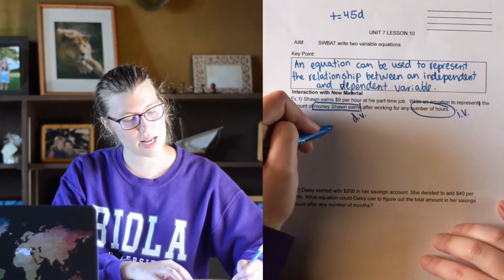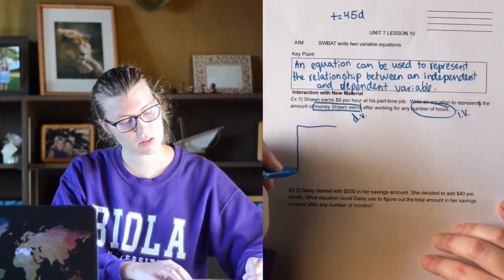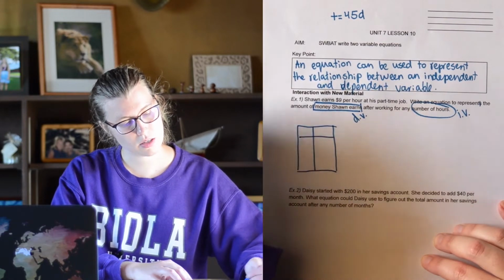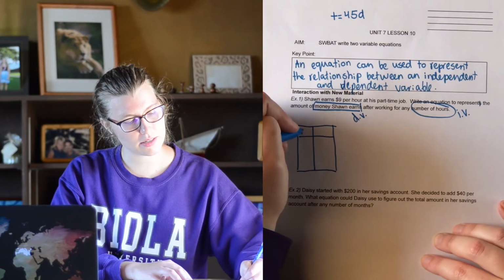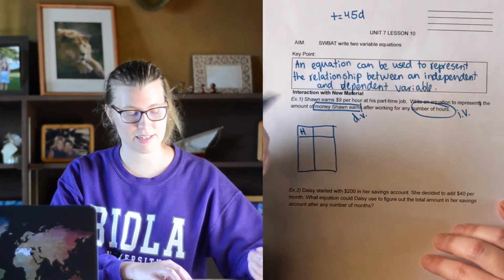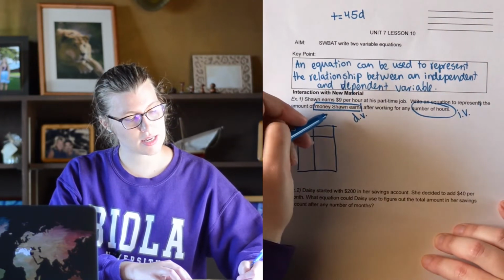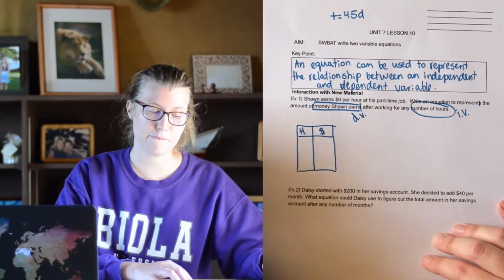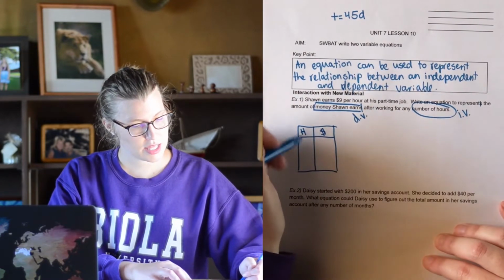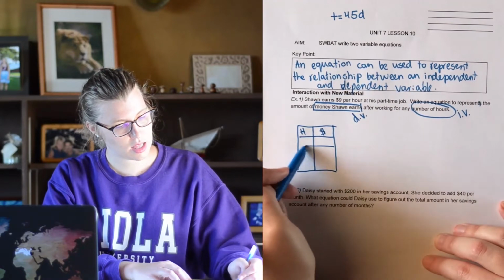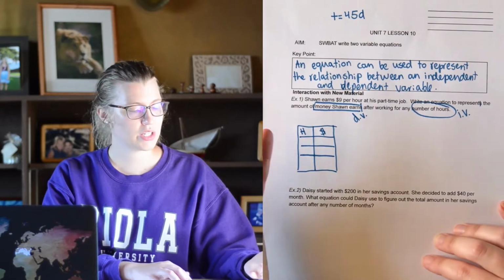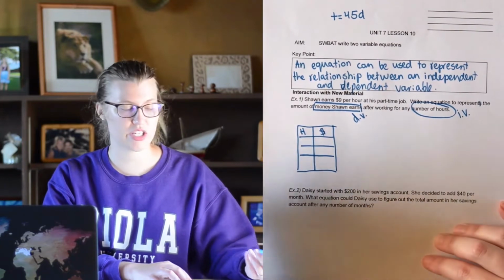Now I'm going to create a table. First is for my hours, because that's independent, I get to decide. And the second one is for the money. I'm just going to do a $ sign for his money. Okay? Then I'm only going to set up maybe 3 to see if I can come up with the equation from this.